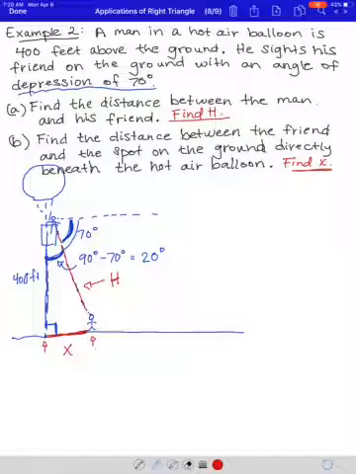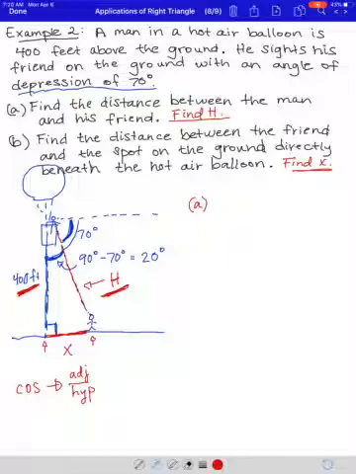Okay, so let's set up our trig equations, which are going to help us find these lengths. Let's start with part A. For part A, we need to find the hypotenuse. And what we know is the adjacent side to our angle. So which trig function uses the hypotenuse and the adjacent side? I think that's the cosine function, right? Cosine is adjacent over hypotenuse. So that's what we're going to use for part A.